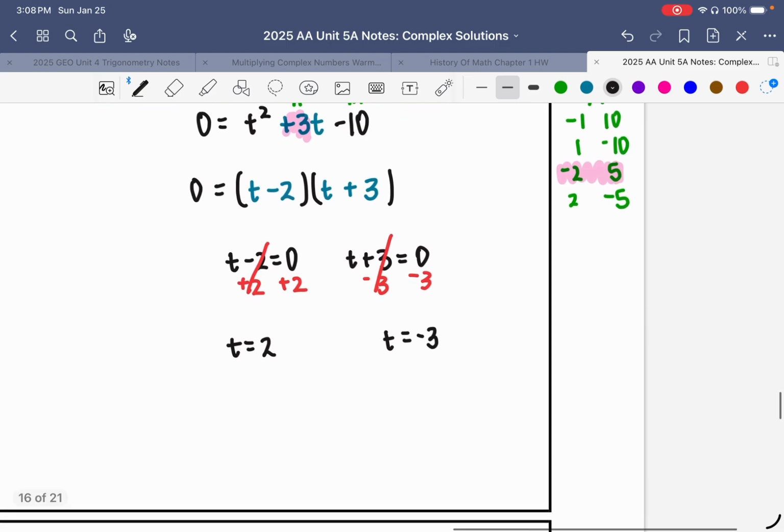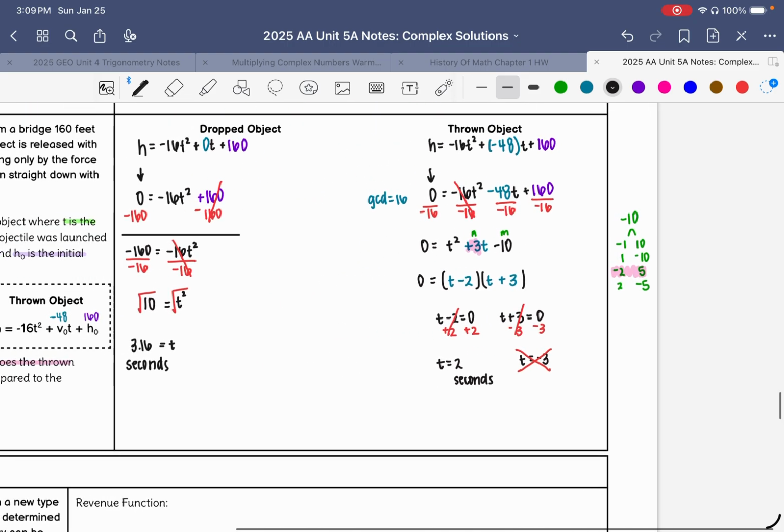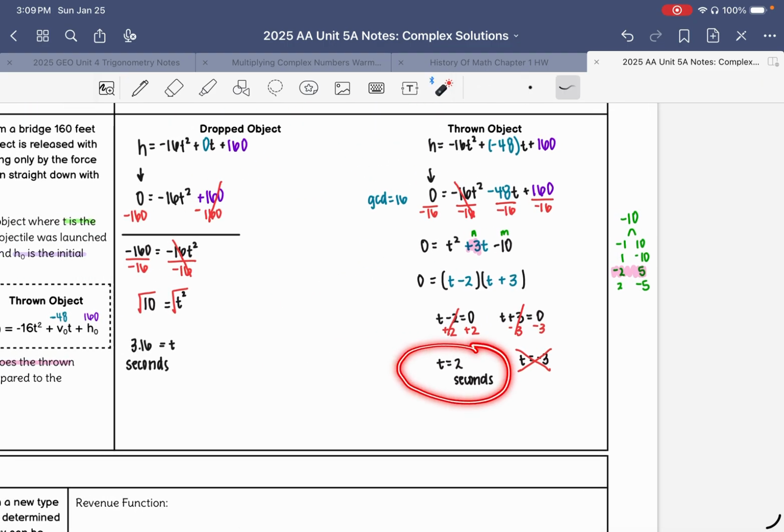Now, we talked about this last semester. You cannot have negative time, all right? Because keep in mind, these are both seconds. T is representing time in seconds. So my only option for an answer here is 2 seconds. So the thrown object reaches the ground in 2 seconds.